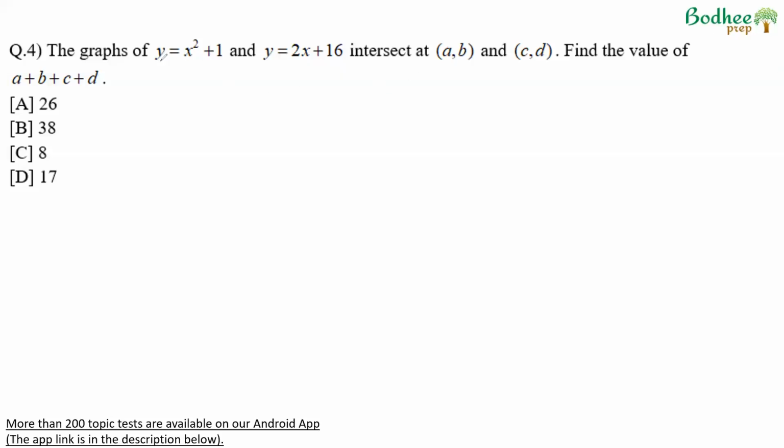The graphs of y = x² + 1 and y = 2x + 16 intersect at (a, b) and (c, d). Find the value of a + b + c + d. Let us equate them. y = x² + 1, so we put this value here.